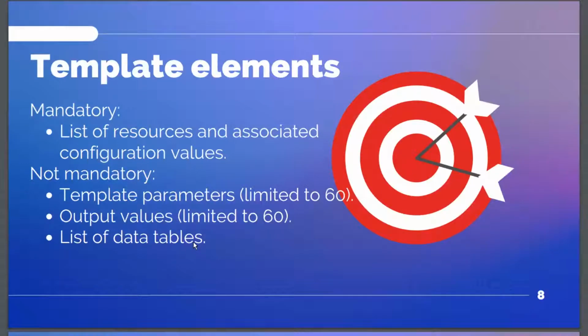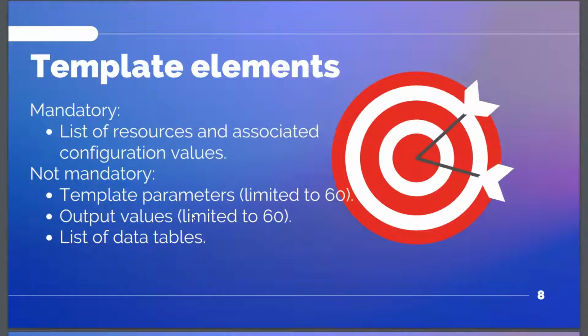Then template elements. The mandatory one is Resources. You must create a resource in the template for it to work. You must create at least one resource, whether it is an S3 bucket, an EC2 instance, or a VPC, before it can run, because that is the main thing CloudFormation does: it automates resources.